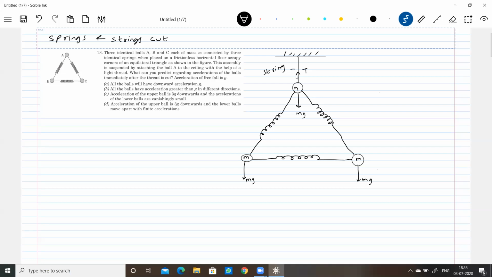Sir, the spring between B and C will get compressed, right? Yeah, that's what I'm asking. So it will be compressed. The spring between B and C will be compressed. What about the springs AB and AC? They will be elongated.